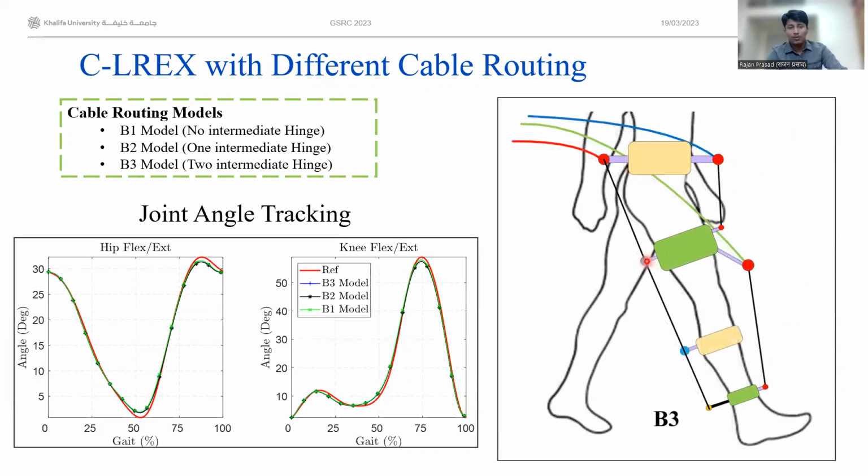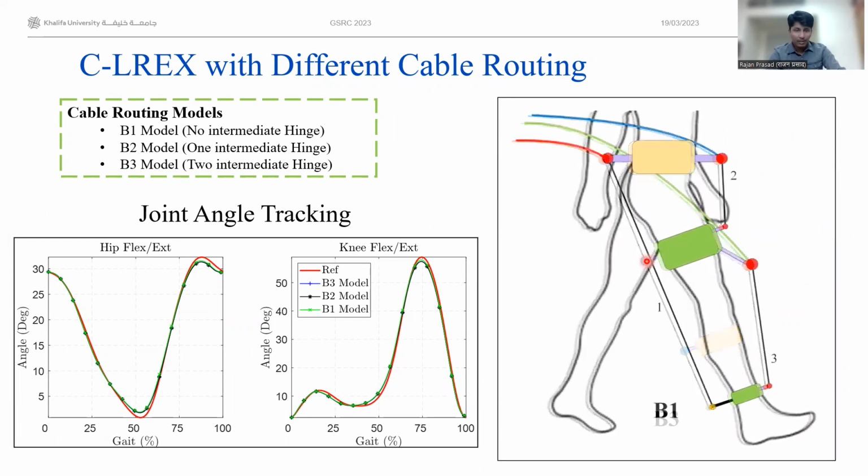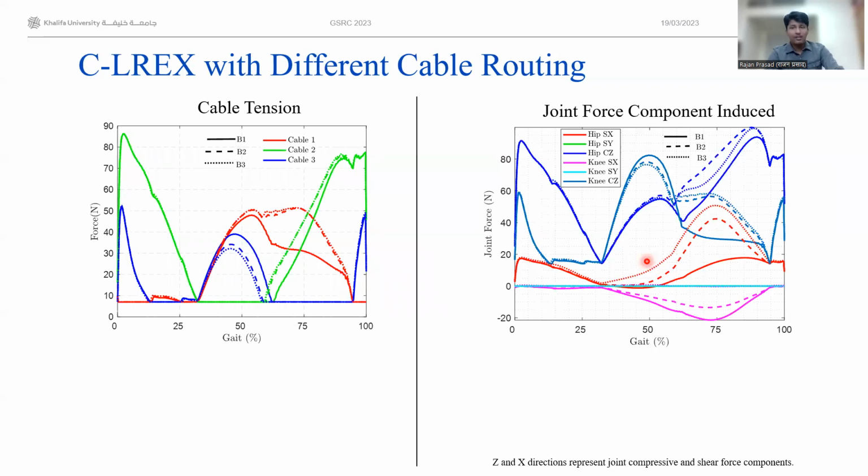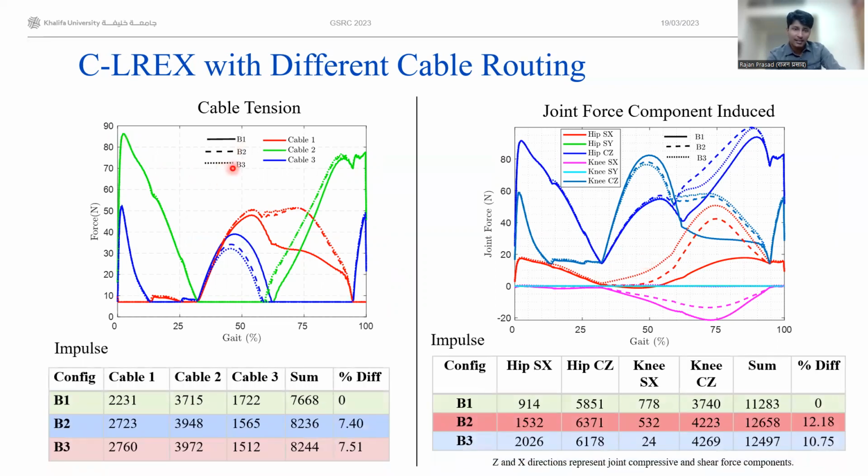We simulated these models and found that the joint angle tracking was similar in all of these cases. To further differentiate, we analyzed the cable tension and the joint force components being induced. We found that with each addition of these hinges, the cable tension increases. The peak cable tension magnitude keeps increasing, and this is further reflected in the impulse, which is the area under these curves. By introducing the cable hinges, we increase the overall impulse requirement of the cable tension by almost 8%, while the joint force components induced because of the applied cable tension increase by an average of 11% in both of the configurations.